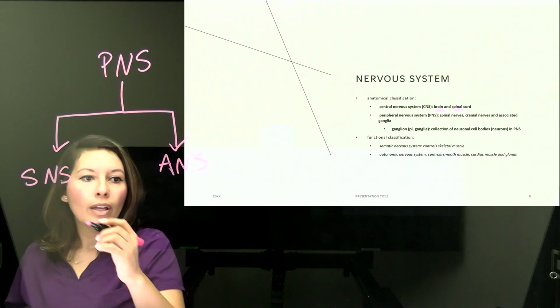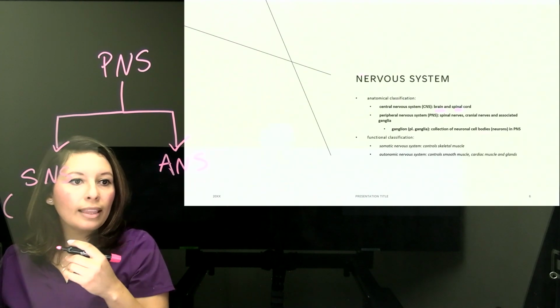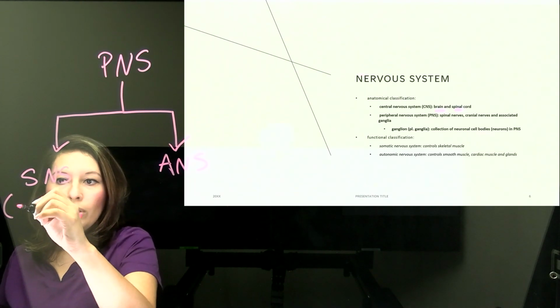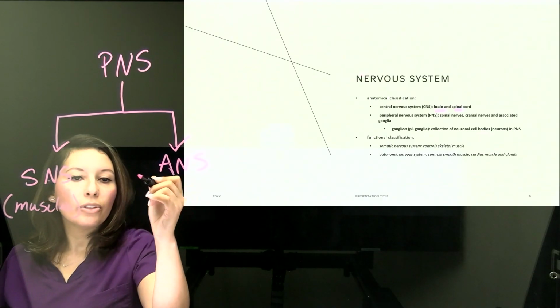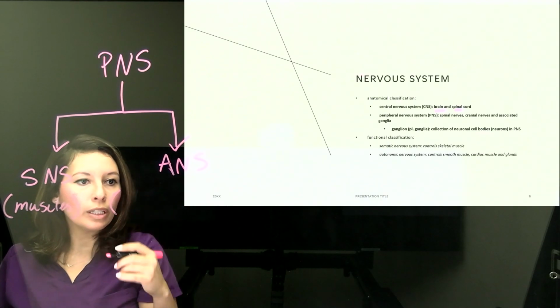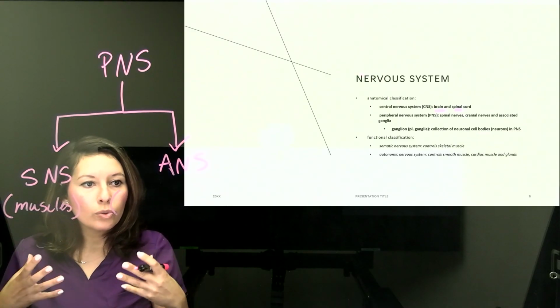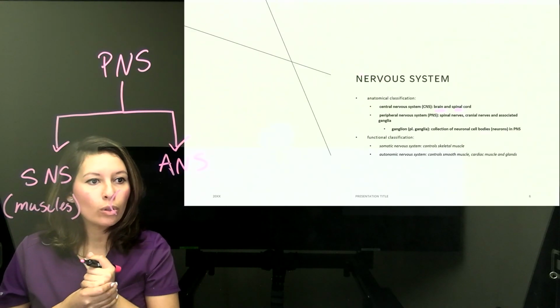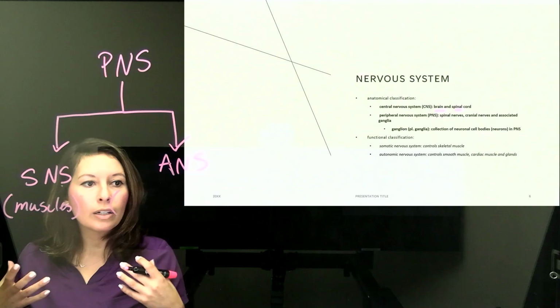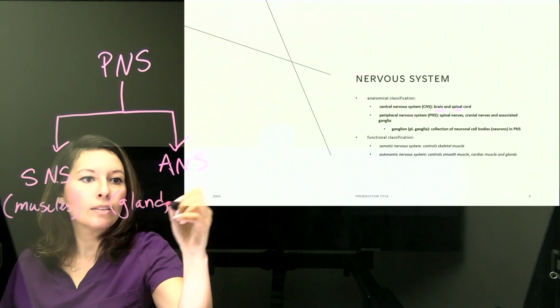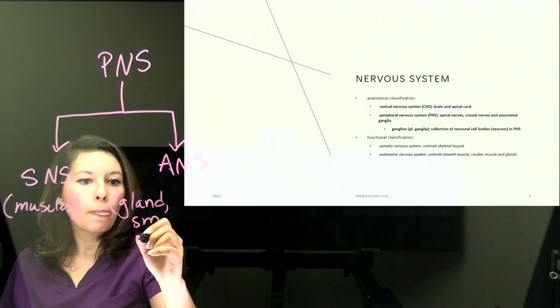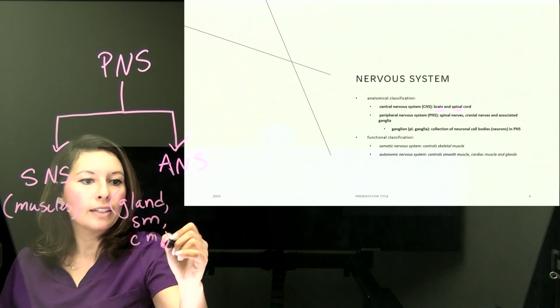The somatic nervous system, don't forget, is what controls your skeletal muscles. And then your ANS is what our body uses to control smooth muscle, cardiac muscle, glands, etc.